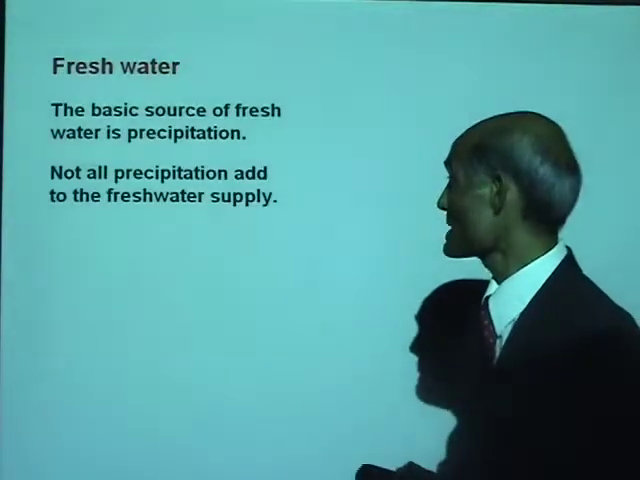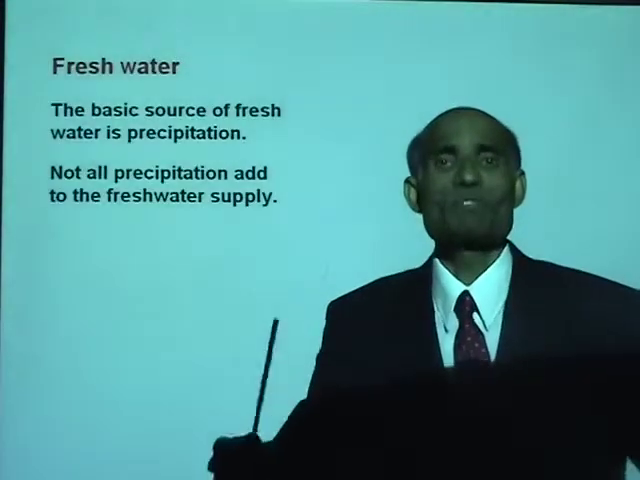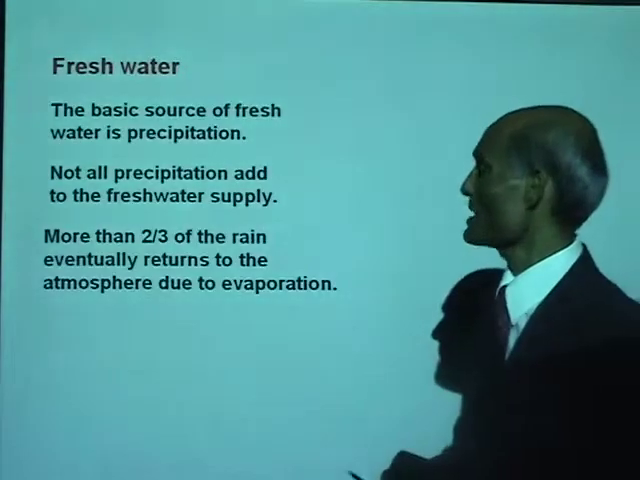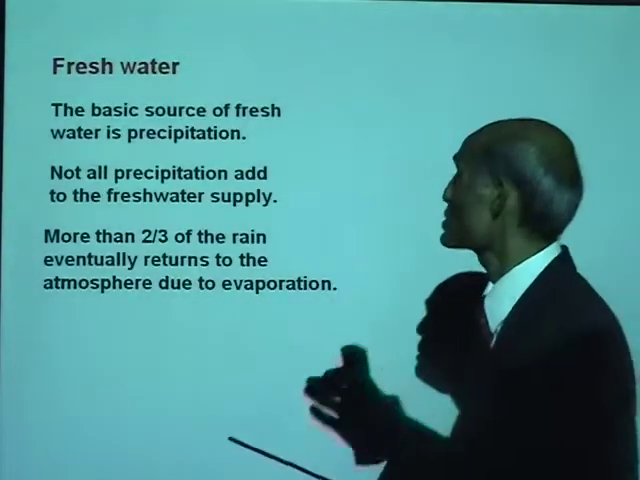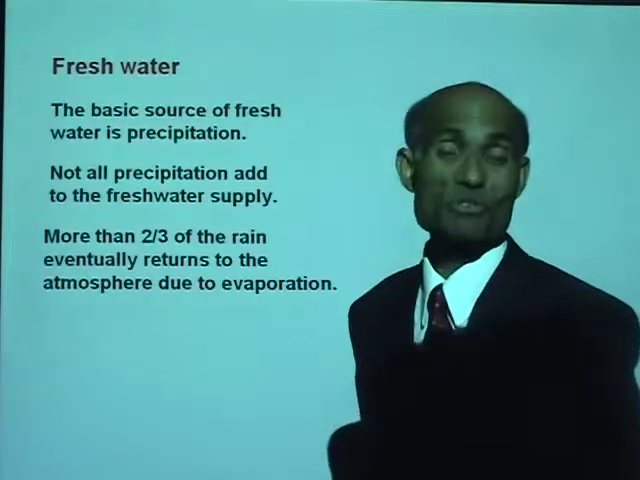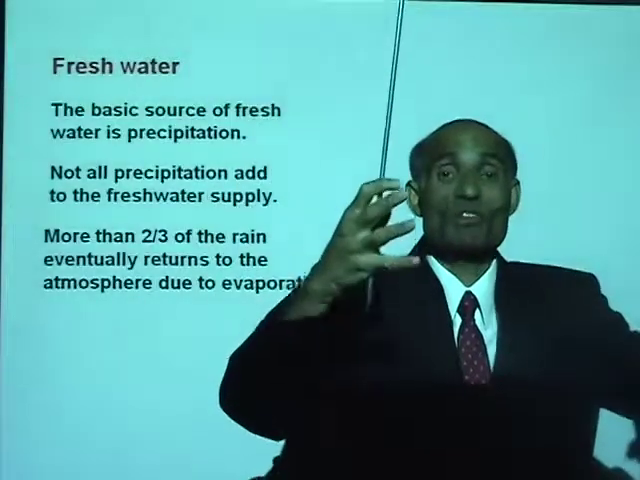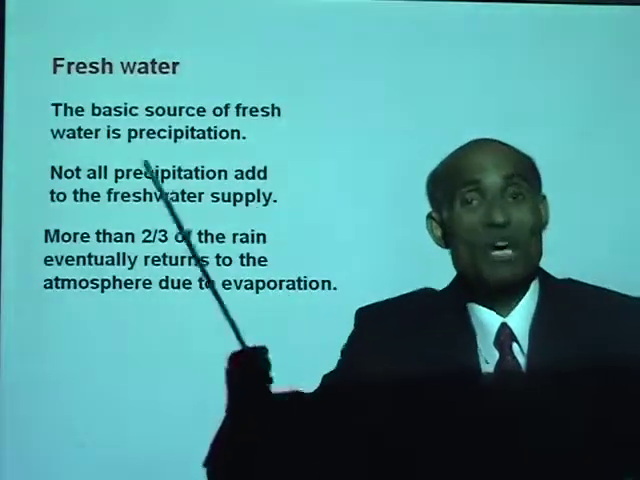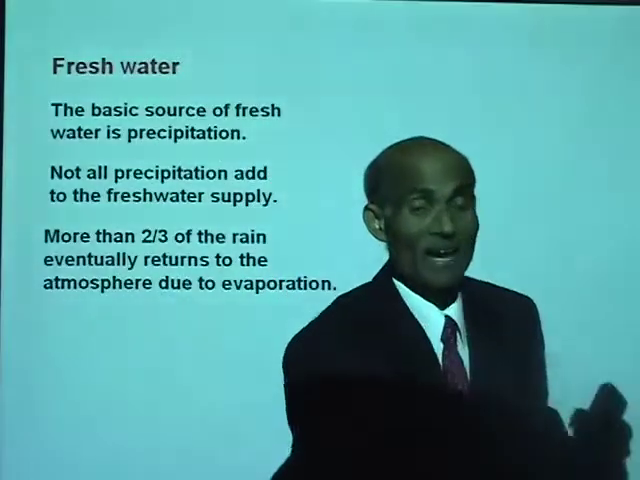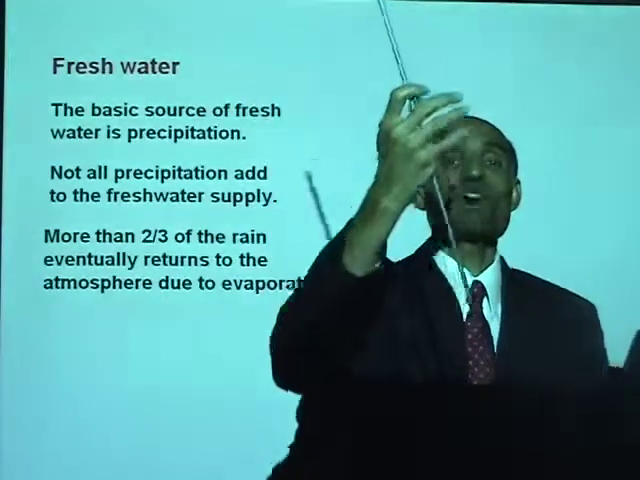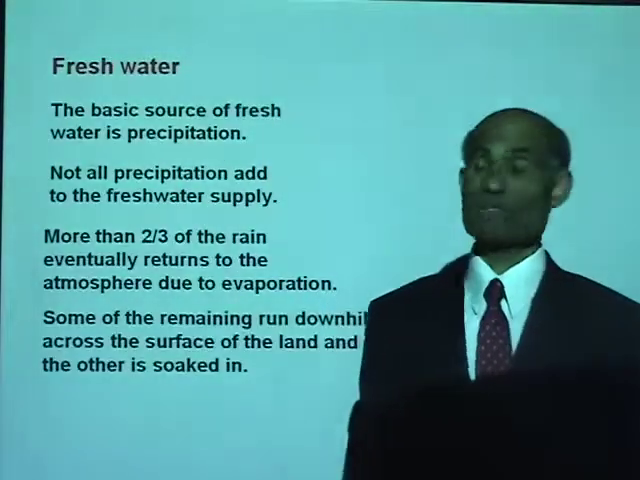Now, not all precipitation adds to the freshwater supply. What happens to most of the precipitation? More than 2/3 of the rain eventually returns to the atmosphere due to evaporation. Well, most of the water that falls on the surface of the earth returns as precipitation, and of course a part of that comes back. And that is the cycle that keeps on removing and replenishing our freshwater supply.